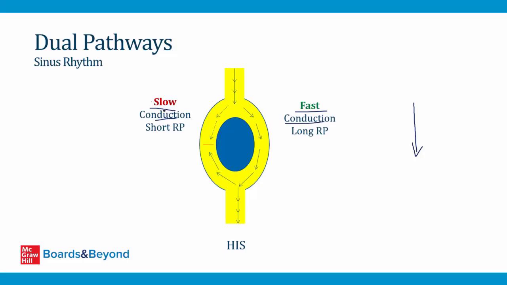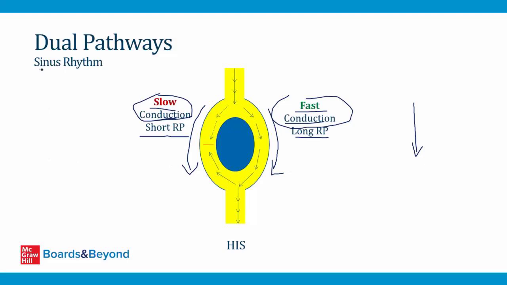So we say that they have two pathways, a slow conducting pathway and a fast conducting pathway. In these patients, the slow pathway has a short refractory period. This means that even though the impulses travel slowly down this region around the AV node, the cells can quickly depolarize again after they have depolarized once. In contrast, the fast pathway has a long refractory period. So those cells, once they've conducted an impulse, have a long refractory period before they can conduct again.